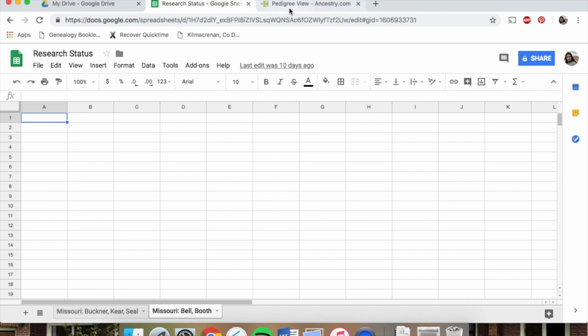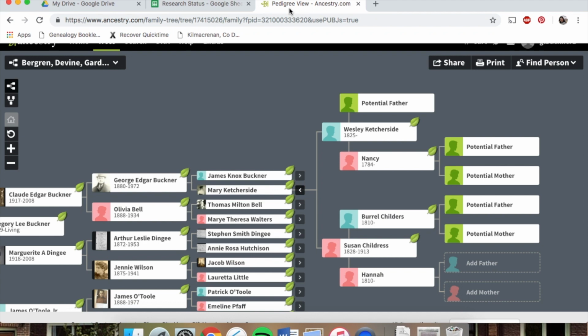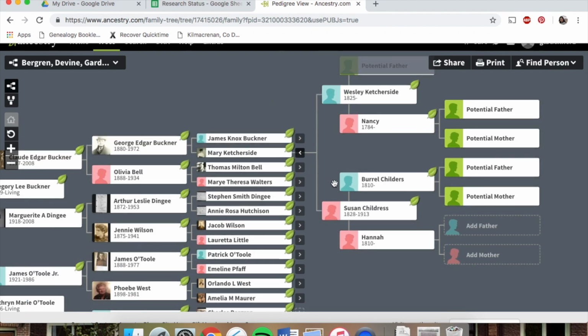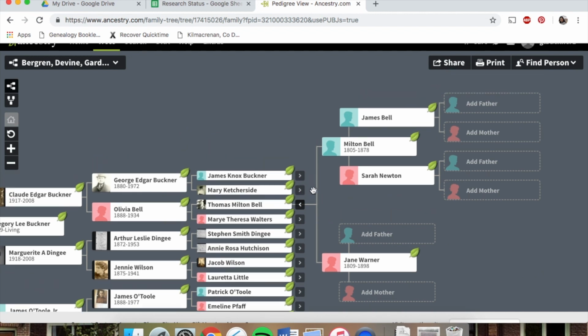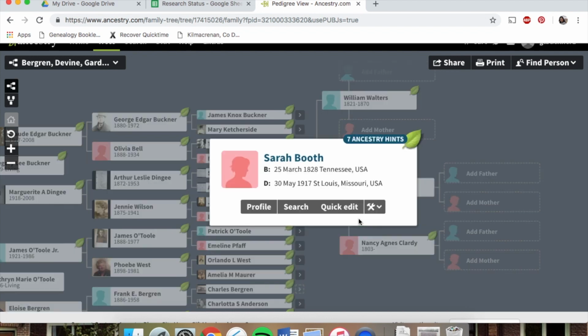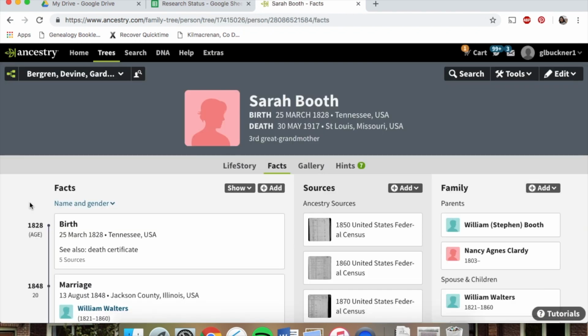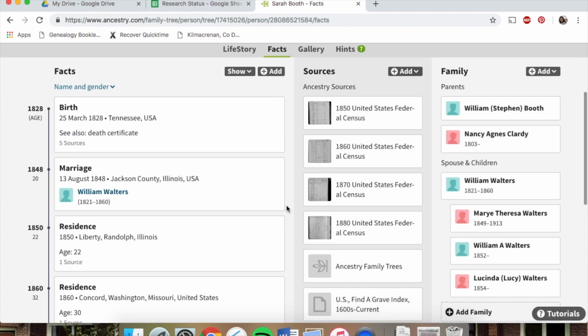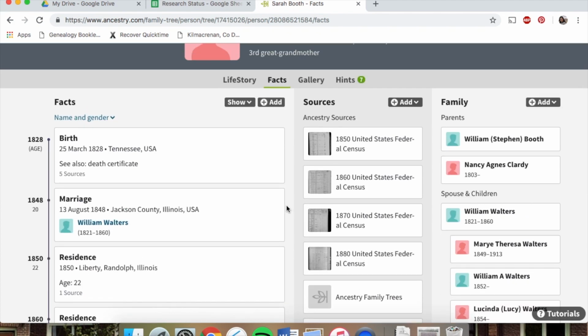So I am going to start off on Ancestry, and I am going to go over to the first person that we're going to work with, which is, where are they? Sarah Booth. So Sarah Booth is like super far back there. She's a great-something. So we are starting with Sarah Booth. Sarah Booth is someone that I'm really excited about. I'm just starting to break some brick walls with her, so hopefully keeping track of my research status with her will be a huge help.